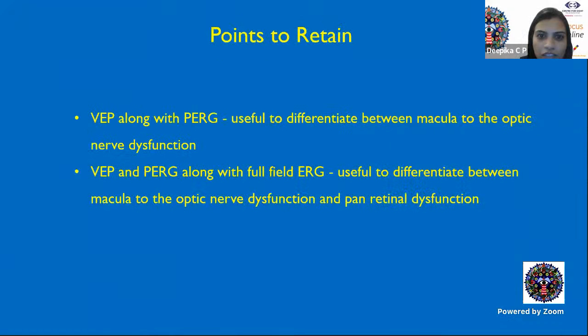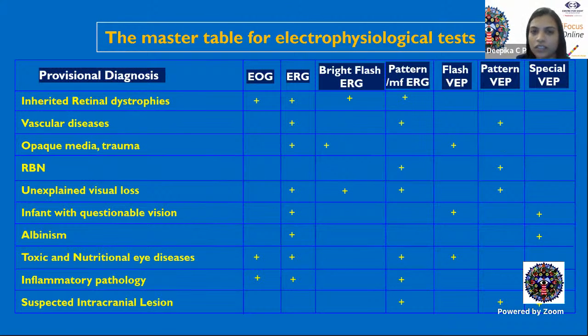Thanks, Sohani. Yes, so this is the point. VEP along with pattern ERG is useful to differentiate between macular and optic nerve dysfunction. VEP, pattern ERG along with full field ERG is useful to differentiate between macular and optic nerve dysfunction and also panretinal dysfunction. So before I end, I have this master table for electrophysiological tests. I thank Dr. Subhadra for this wonderful table, which has been designed with a lot of studies before.